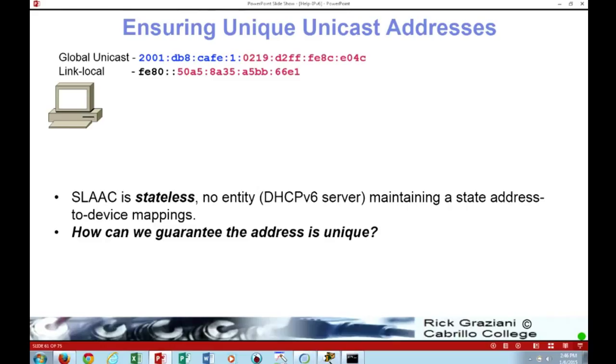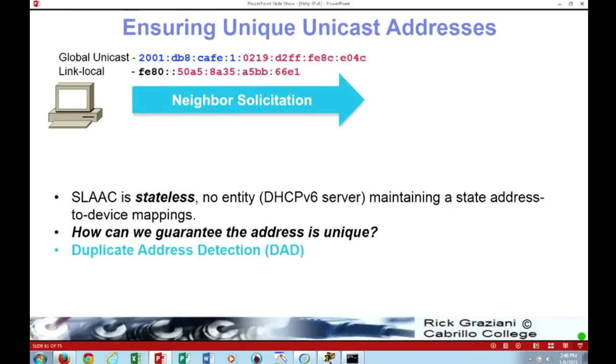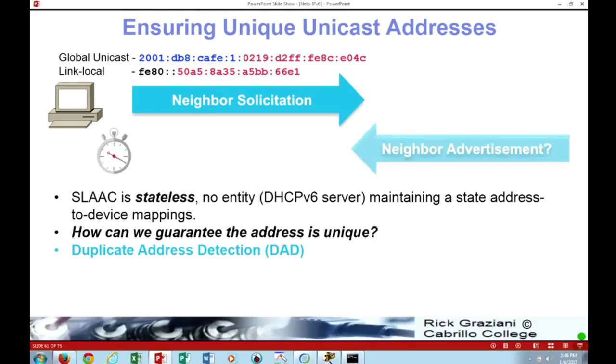What a device, the RFC says this. For any IPv6 address, link local or global unicast, whether it's created statically or dynamically, and they don't care how, it should do this. Before it uses that address, it should send it out saying, hey, whoever out there has this IPv6 address, send me your MAC address. Like an ARP request, right? Like a neighbor solicitation. It sets a timer, and what is it hoping? That nobody responds. And if nobody responds, it says, hey, I'm unique.